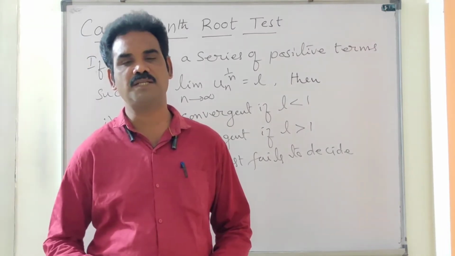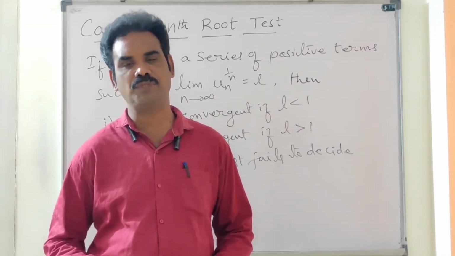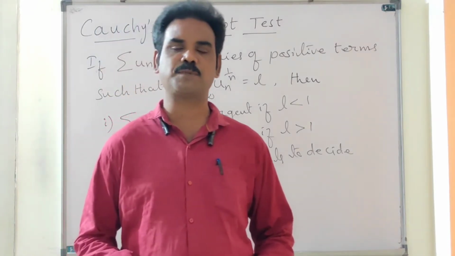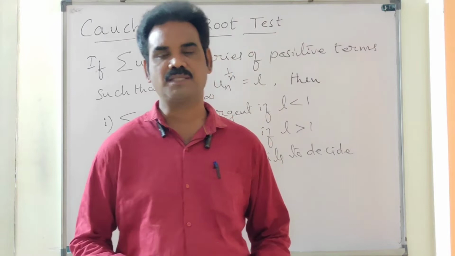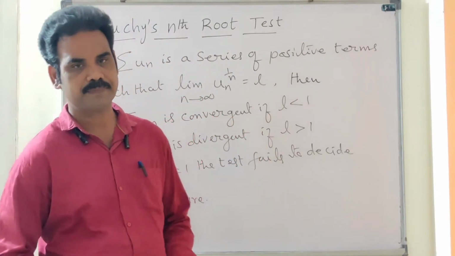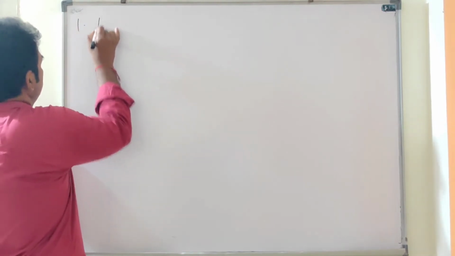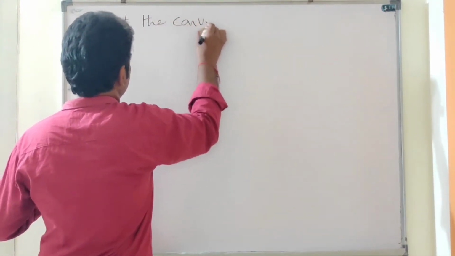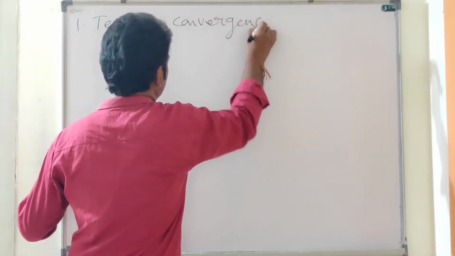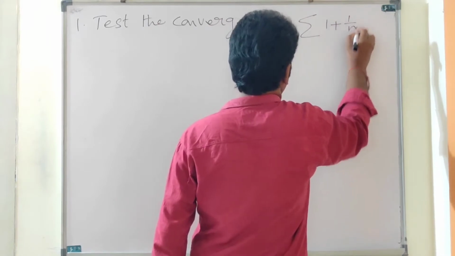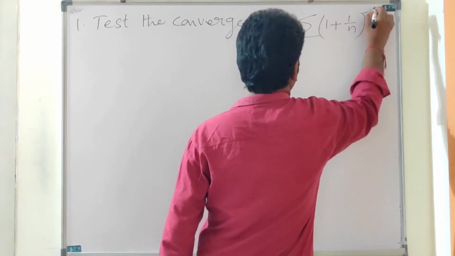Okay, this is Cauchy's nth root test. But when will we use this test? Generally, when the nth term has exponents of n, we use Cauchy's nth root test. Now we will do some problems on Cauchy's nth root test. First problem: test the convergence of the series sigma 1 plus 1 by n whole power minus n square.